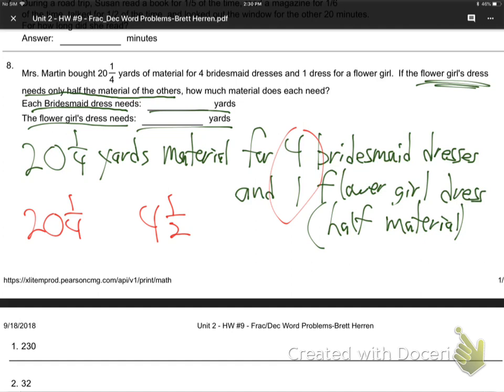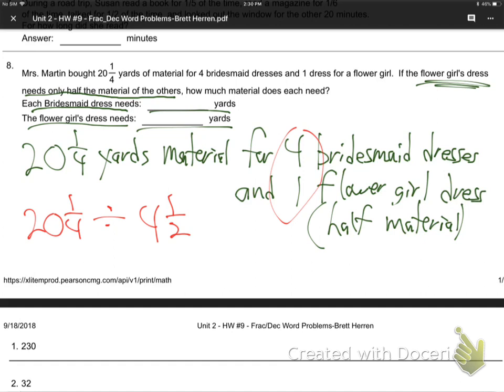Yeah, 20 and a fourth. And then this is 4.5, right? 4.5 bridesmaid dresses are being made, with 20 and a fourth yards of material. What operation between those? She's got to take that whole 20 and a fourth yards and divide it up among 4.5 bridesmaid dresses, doesn't she? Divide, right? Does that make sense?